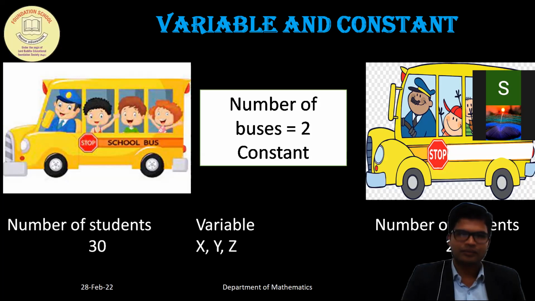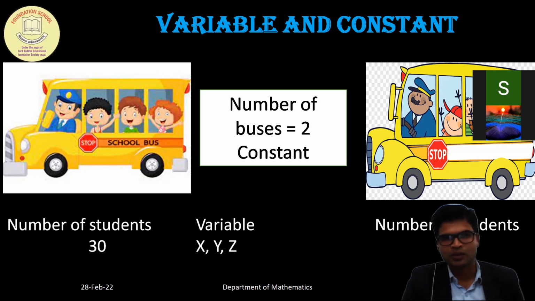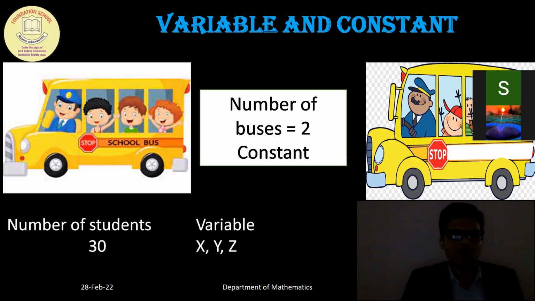In the middle section and secondary section, we start the number in the form of variable and constant. Most of the students, even in the 10th standard, 12th standard, have the doubt of why it is a variable. We should elaborate such concepts with real objects or real examples. Like you can see clearly, there are two buses. Tell the students that these two buses will not carry the same number of students each day.